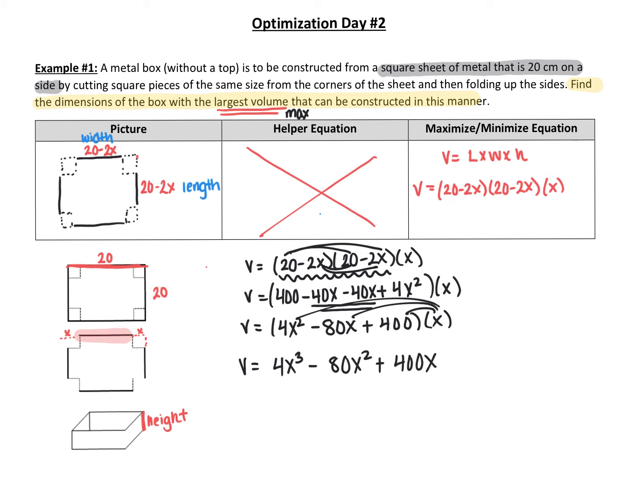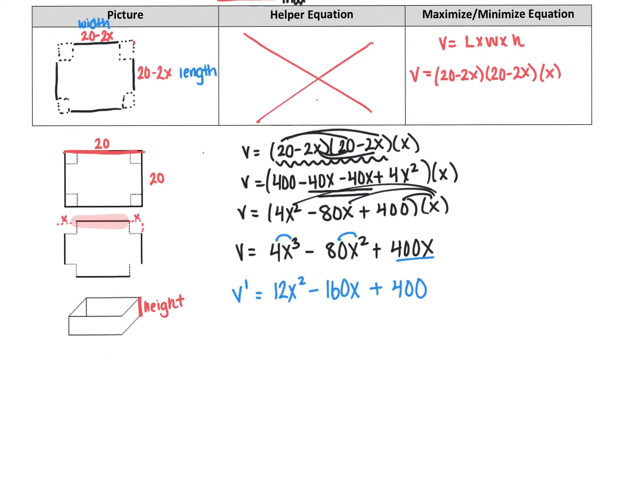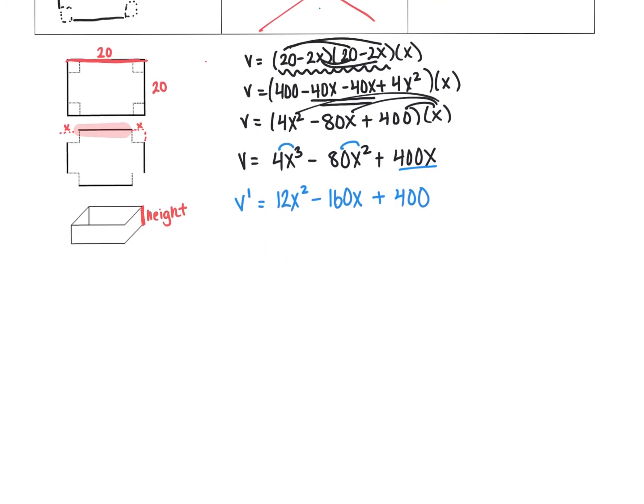So now that it's cleaned up, we can take our derivative. I'm going to use a different color for the derivative. I will call it V prime. So let's use the power rule. 4 times 3 is 12. Decrease the power by 1. 80 times 2 is 160. Decrease the power by 1. And the derivative of 400x is just 400. So just as we did yesterday, in order to find where it's maximizing or minimizing, we need to do the first derivative. So we're going to set the derivative equal to 0, and we're going to solve.